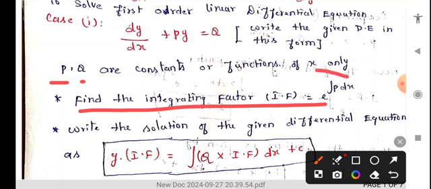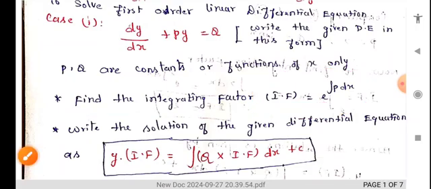Second step is we have to find the integrating factor. What is the second step? We have to find the integrating factor. So the integrating factor is nothing but what?